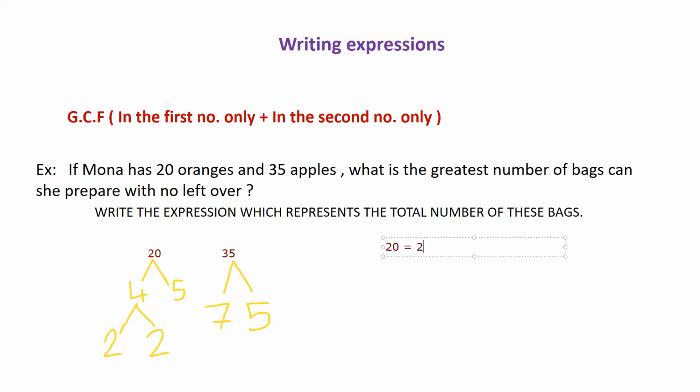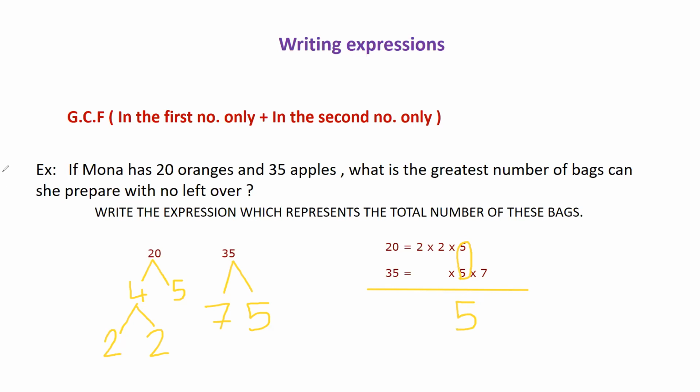20 equals 2 times 2 times 5. And the 35 equals, here can you put 2? No, we don't have 2 or 2. We will put the 5 below the 5, then put the 7. Can you see here? Where is the GCF? Yes, it's number 5 because it exists here up and down. So the GCF here is 5.